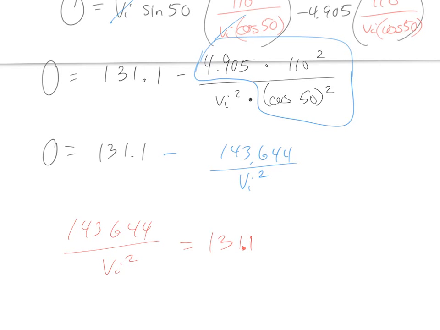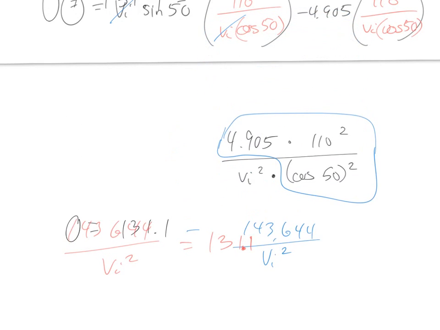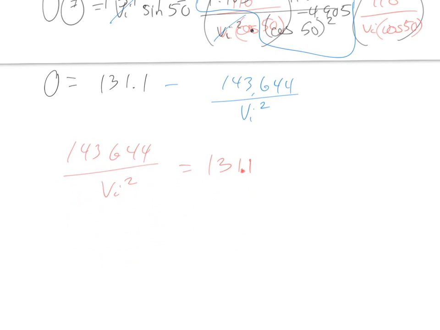Well, just switch the two. Remember, we keep talking about switching? Come on. Whenever there is a fraction equal to something else and your unknown is in the denominator, switch it with this piece. These can always be switched. So as a result, we're going to get 143,644 over 131.1 equals VI squared. See what that fraction is? Divide those two numbers, please, and then take the square root to get VI.